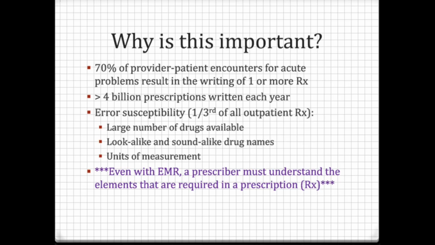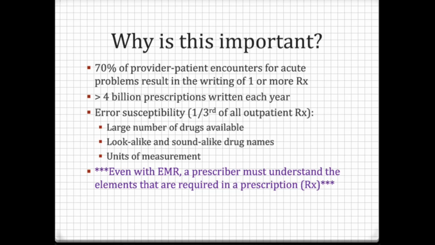And this comes down to the fact that we have more and more drugs that are coming on the market. In fact, the FDA approves 1 to 2 new drugs every week, so that's 100 new drugs or so every year. There are also a lot of look-alike and sound-alike drug names. Additionally, the units of measurement can be a real big issue.